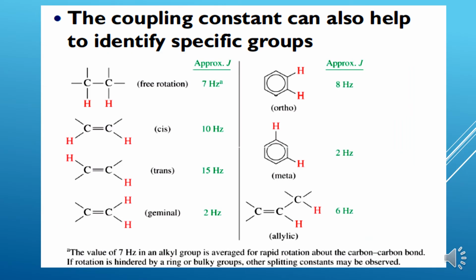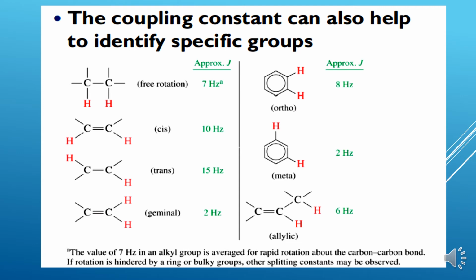So this slide shows coupling constants of different specific groups. The coupling constant can help to identify the specific group. Suppose the rotation about the carbon-carbon bond is averaged, like 7 hertz, that indicates this carbon is less hindered by substitutions. If the rotation is hindered, suppose by the substitution of a ring or bulky group, other splitting constants may be observed.